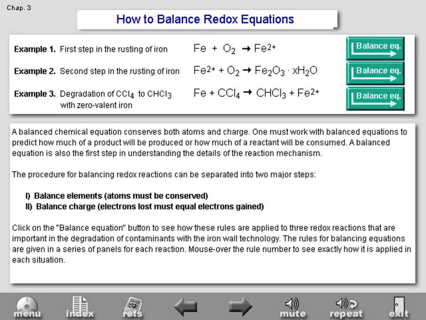A balanced chemical equation conserves both atoms and charge. One must work with balanced equations to understand how much of each compound will be consumed or produced, and to understand the reaction mechanism. Click on the Balance Equation buttons to see the step-by-step procedures used to balance redox reactions.